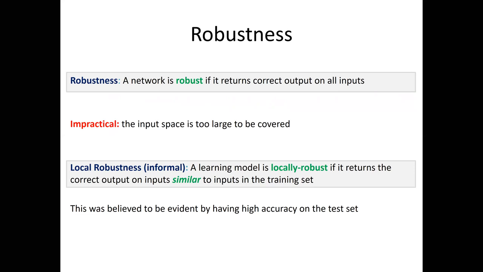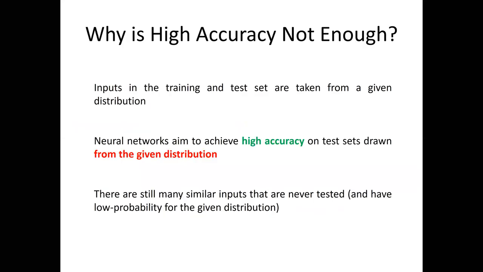And so what the community focused on more is a metric called the local robustness of deep models. Local robustness informally states that a model is locally robust if it returns correct outputs on inputs that are similar to the ones that it has seen. Okay, so within some range, somewhere close, that looks very similar. And people believed that this was actually true if you obtain high accuracy on the test set. And now the question was, why is this high accuracy actually not enough?